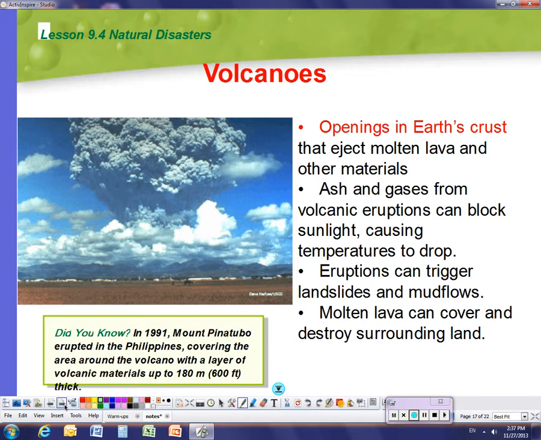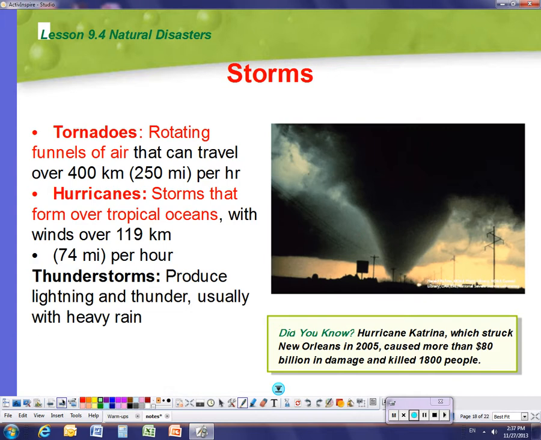I basically want you to know that volcanoes were formed from the pressure in the magma and also from the subduction zones. All right, storms. Yay, my favorite part. I'm a huge storm nerd. So tornadoes, rotating funnels of air. This is when usually you have a warm front and a cold front coming together with a low pressure and a high pressure. When you have those two things coming together, it's usually going to create a storm.